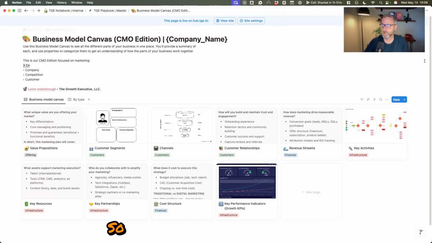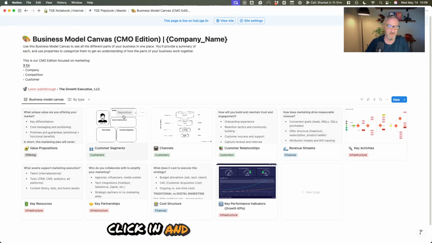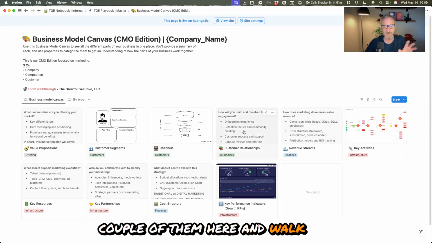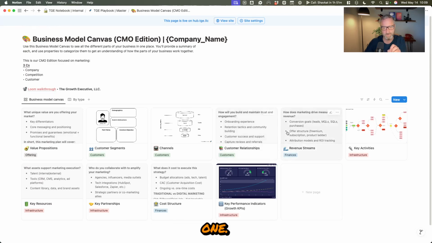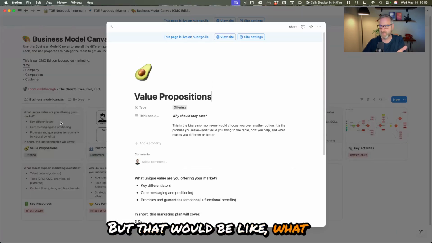All right. So starting out with the canvas here, you'll see the first piece of it. These are squares that you can click in, and I'll click in just a couple of them here and walk you through the big areas of each one. But the first thing we want to really do is think about, okay, what is our value proposition? Why do we exist as an organization? What's our leading reason for being, right? And I'll come back to this in a minute as I drill into it. But that would be, what is my unique value proposition?